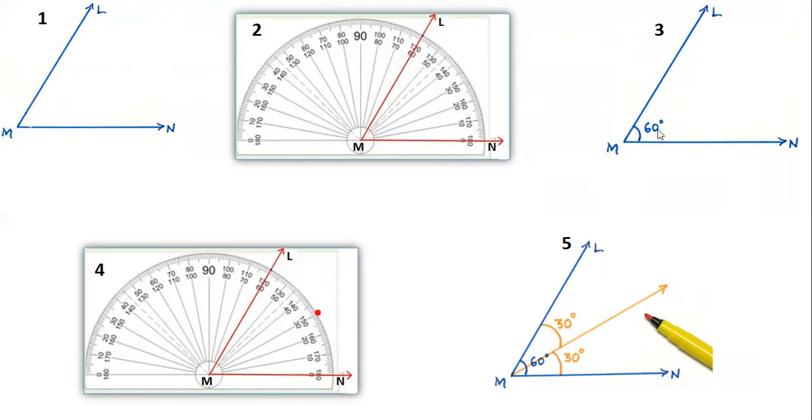Now, to draw the bisector, I again put the protractor inside angle LMN, and I mark the 30 degrees. Now this mark, I bring the long ruler and I join it with the vertex M. This line, which is in orange, is the bisector of angle LMN. So this angle here measures 30 degrees and this angle here measures 30 degrees. So after drawing the bisector of any angle, I get two adjacent and equal angles. Please practice this on a draft.